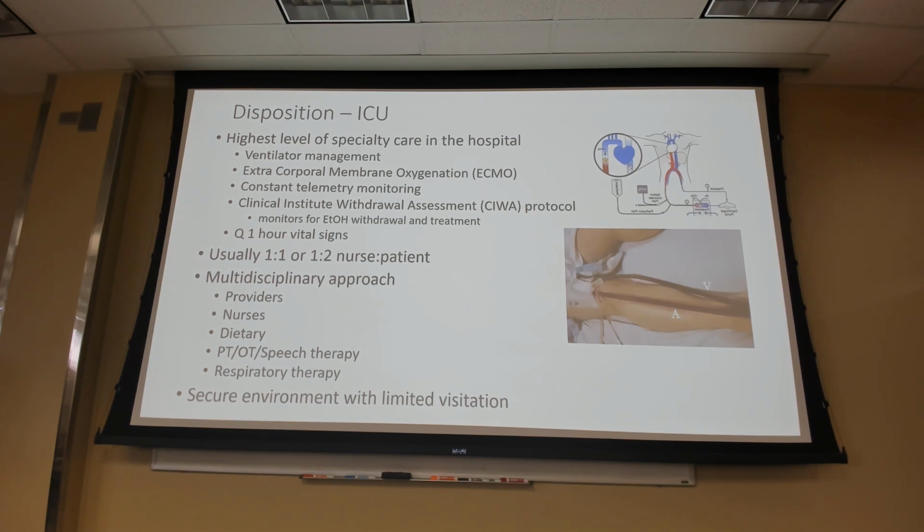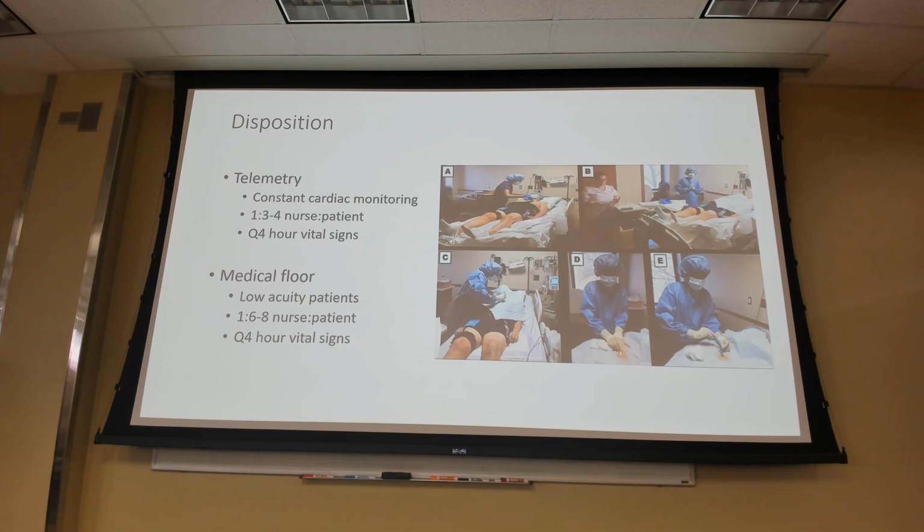But for the ICU, they typically want vital signs every hour. You should have a 1-to-1 nurse ratio. And then you'll have multiple different specialties rounding on those patients every day when they're in the ICU. And then, like I said, our telemetry has constant cardiac monitoring, and then our medical floor is supposed to have vital signs every 4 hours.